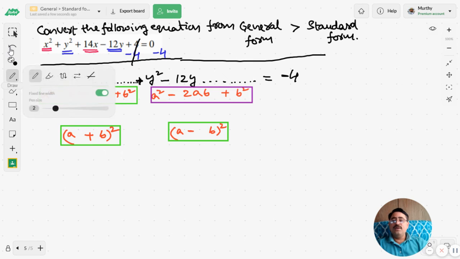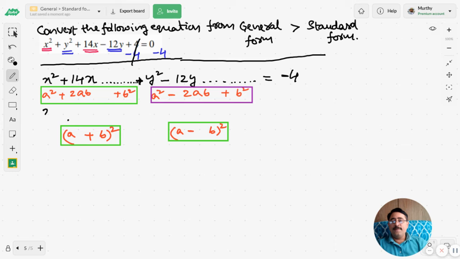Starting with the first part, which is x square. It is resembling a square plus 2 times a. Please notice that I know the value of a. I notice that a equals x, because these are resembling. 2x times b, the value I don't know. This is the area where you have to concentrate. So 2x times what value gives you 14x? You have to compare this.